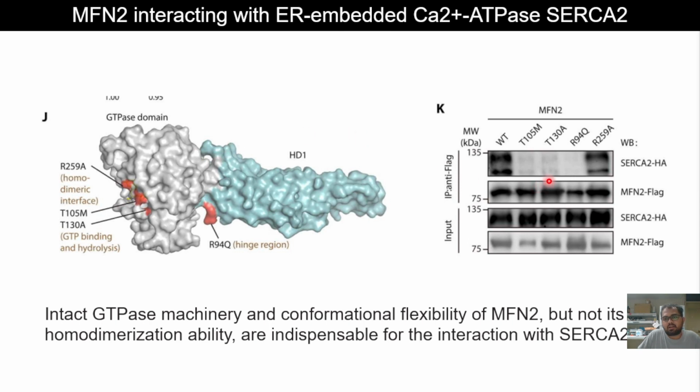So it means that all the other sites are responsible for the function of MFN2, especially the GTP hydrolysis and everything. All these three variants are required for the function of MFN2. Overall, what they suggested is that the intact GTPase machinery and conformational flexibility of MFN2, but not its homodimerization ability, are indispensable for interaction with SERCA2. So by doing this experiment, they got to know where exactly SERCA2 is interacting with MFN2.